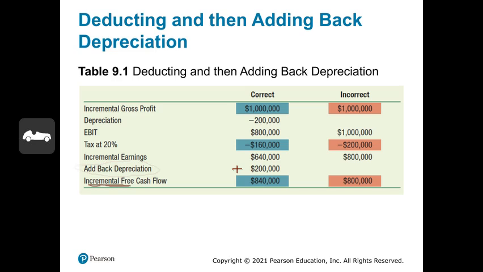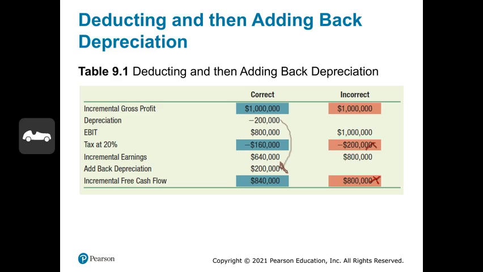If you don't do that, you can see here in this incorrect example where they didn't do that, their incremental free cash flow is undervalued by $40,000 because it should be $840,000 and they're only coming up with $800,000. So it's really important that you take that depreciation out so that we can calculate taxes properly, and then you add it back in. If you don't have it in there, you're going to mess up the taxes, which is going to mess up your incremental free cash flow.